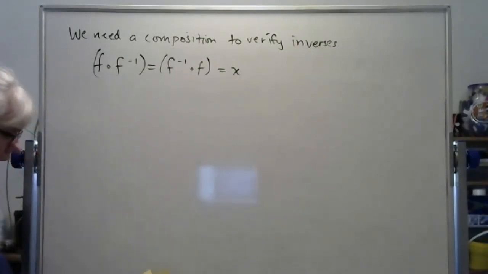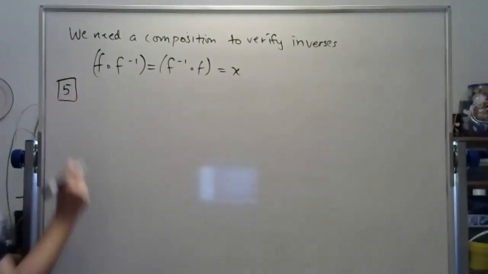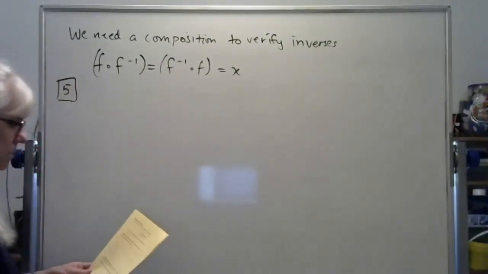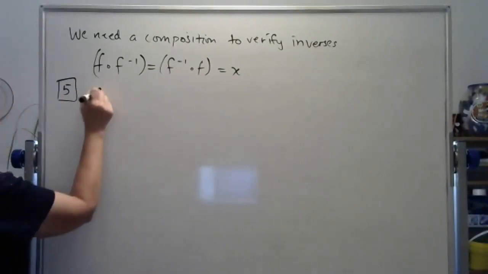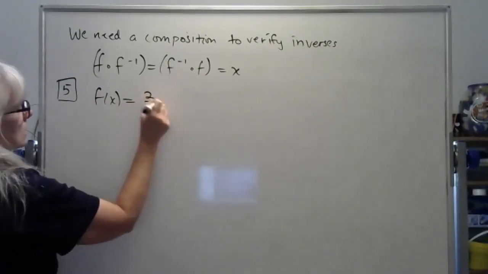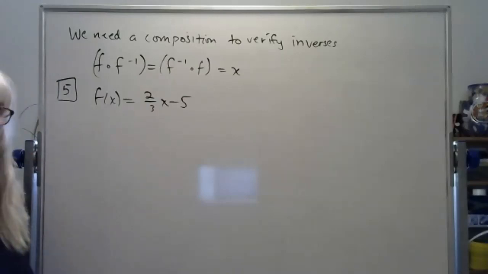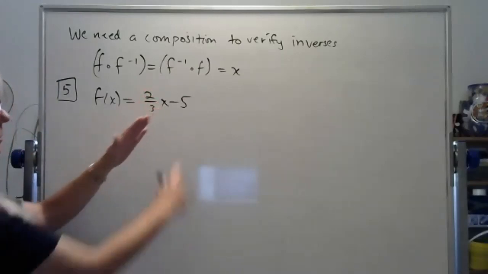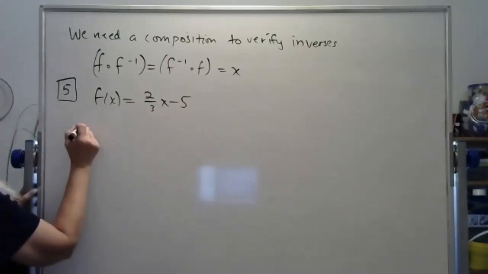So you're saying, okie dokie. So I'm going to go back. Oh, no, example 5, I can't go back. So example 5 says, use the algebraic method to find the inverse and then verify it's correct. So f of x is equal to 2/3 x minus 5. So there's a function. That's a line again. So it's got a positive slope and a negative y-intercept. It's definitely 1 to 1. So let's come in and find the inverse.